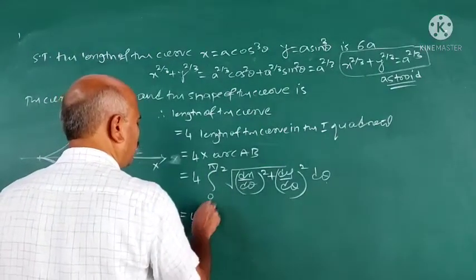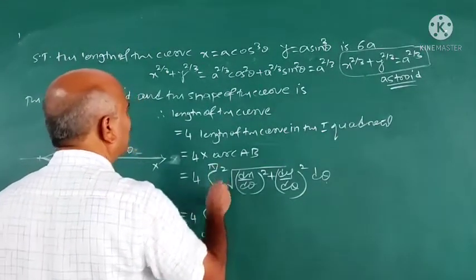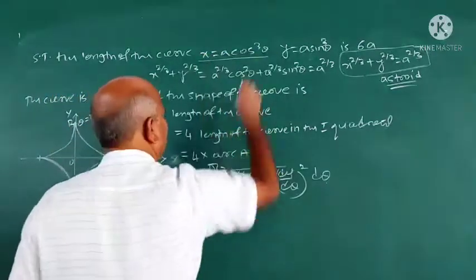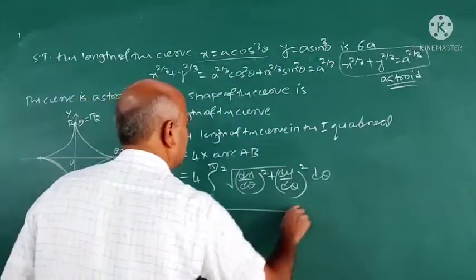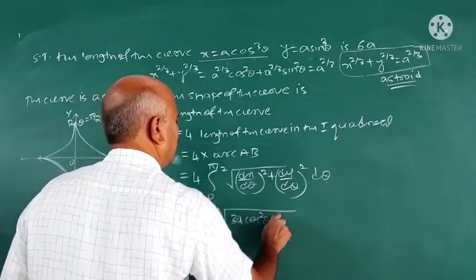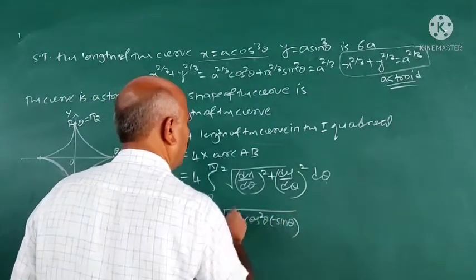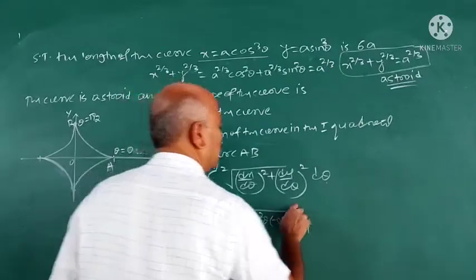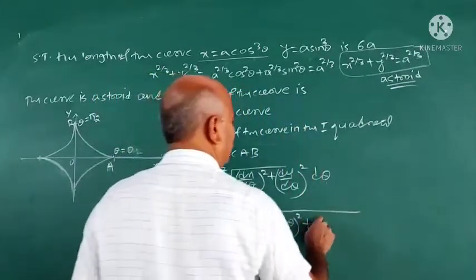Therefore, for 0 to pi by 2, what is dx by d theta? This is x. dx by d theta is 3a cos square theta into minus sin theta, whole square, plus what is dy by d theta?